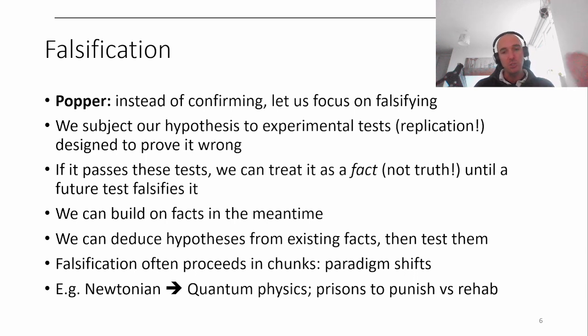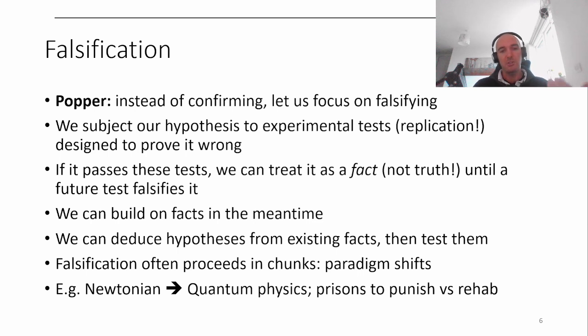We build on the facts while we are continuing to try to falsify all our existing facts, and we can deduce hypotheses from our existing facts in the manner that I talked about on the deduction slide. So we start from these empirical observations, and then we make hypotheses that are coherent with those empirical observations that we then further test.